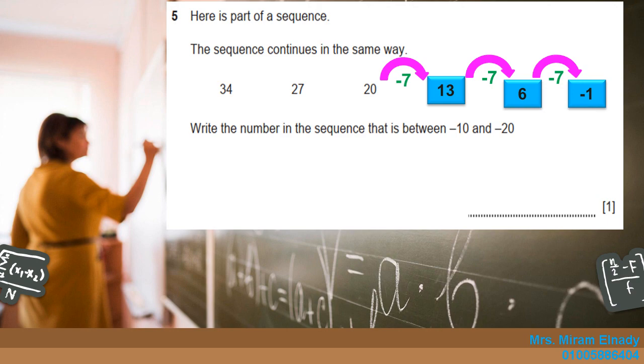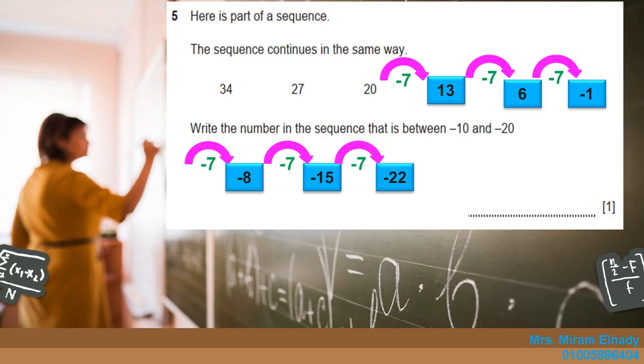No, this is not the first number between -10 and -20. We have to continue. -1 minus 7 will be -8, another minus 7 will be -15, minus 7 again will be -22. So what is the number in the sequence that's between -10 and -20? It's only -15. We cannot take -22 because it's exceeding, so it will be only -15.